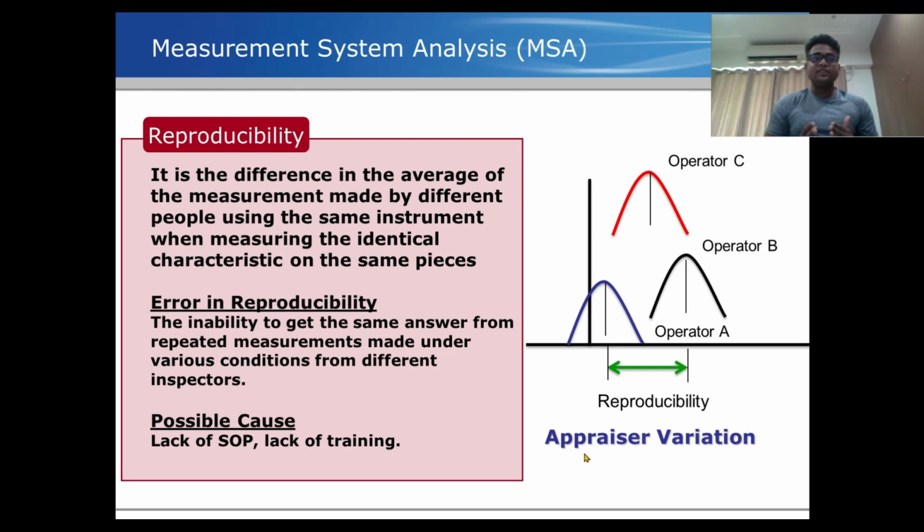So what is the error in reproducibility? The inability to get the same answer from repeated measurements made under various conditions by different inspectors. What can be the causes? Lack of SOP, lack of training.